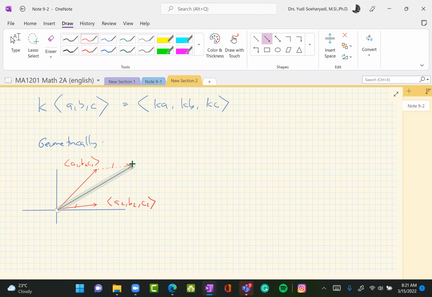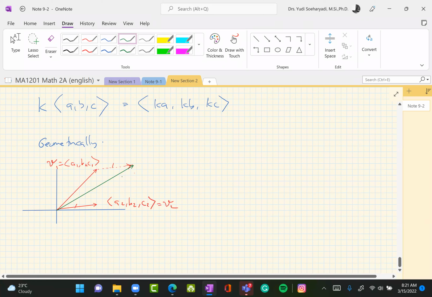So suppose this is V1. This is vector V2. Then the green one is V1 plus V2. So that's the meaning of the sum.